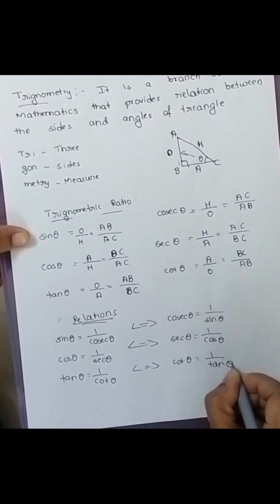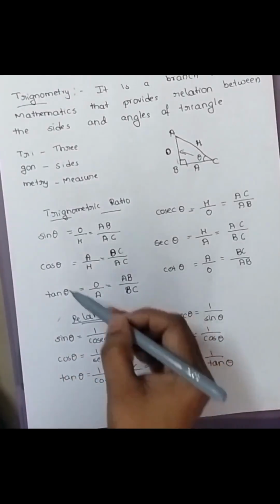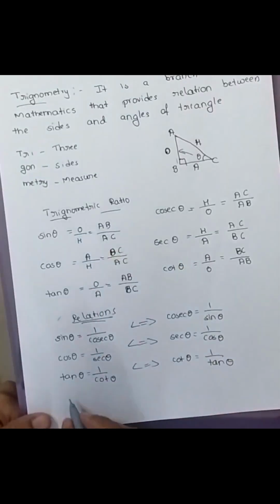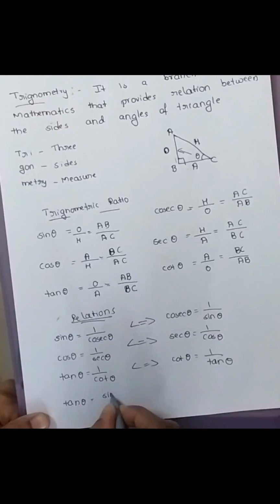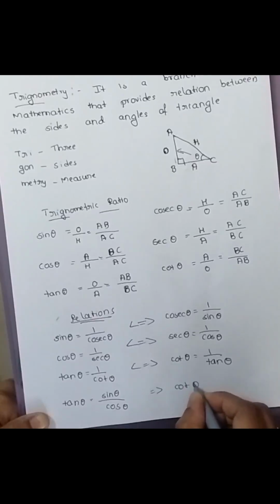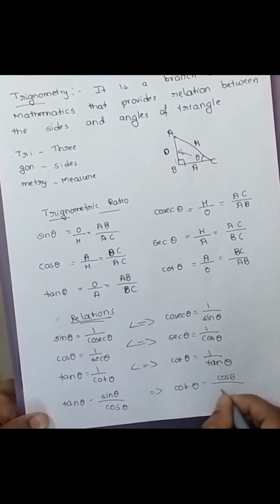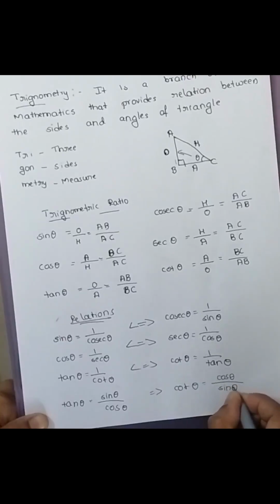And along with that we can observe one more relation: tan theta is opposite by adjacent, that is the ratio of sin theta by cos theta. So tan theta can be written as sin theta by cos theta, which implies cot theta, we know that it is the reverse of tan theta, so that is cos theta divided by sin theta.